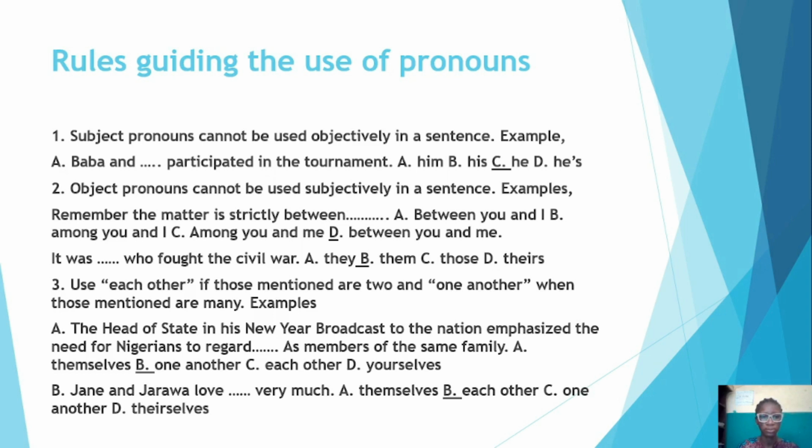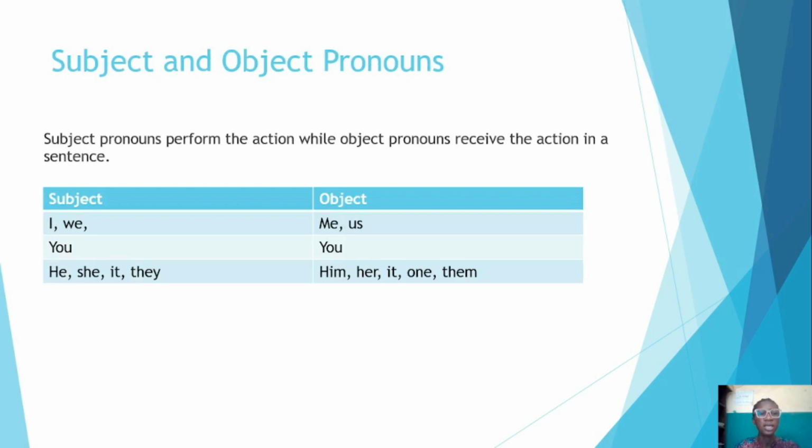The first rule states that subject pronouns cannot be used objectively in a sentence. What that simply means is that these pronouns that we find under the section of the subject pronoun, we cannot use them as receivers of the action in a sentence. They are strictly going to be used subjectively as performers of an action and not as receivers of an action.